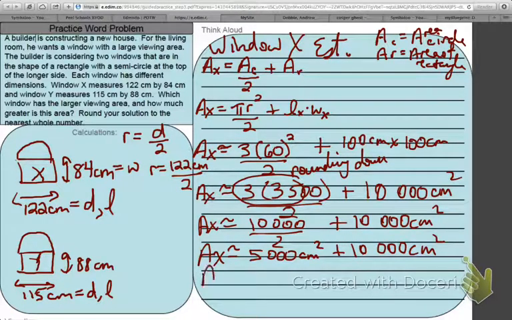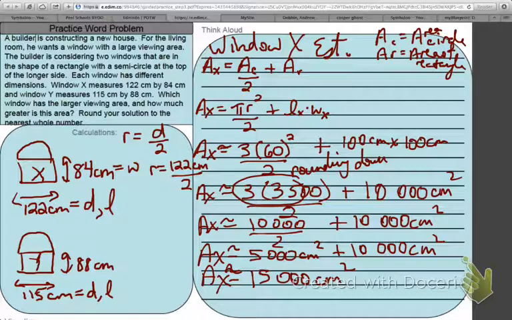Okay, so the area of window X is approximately equal to 10,000 plus 5,000, which is about 15,000 centimeters squared. Approximately. So that's just window X.